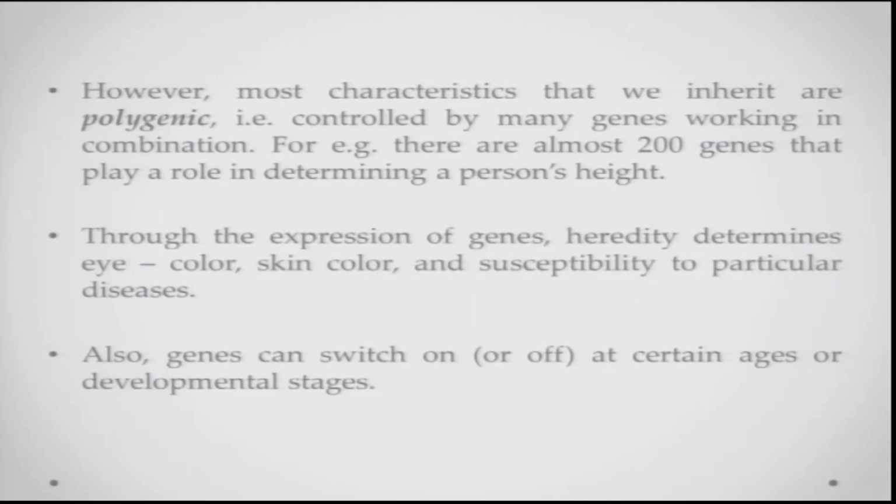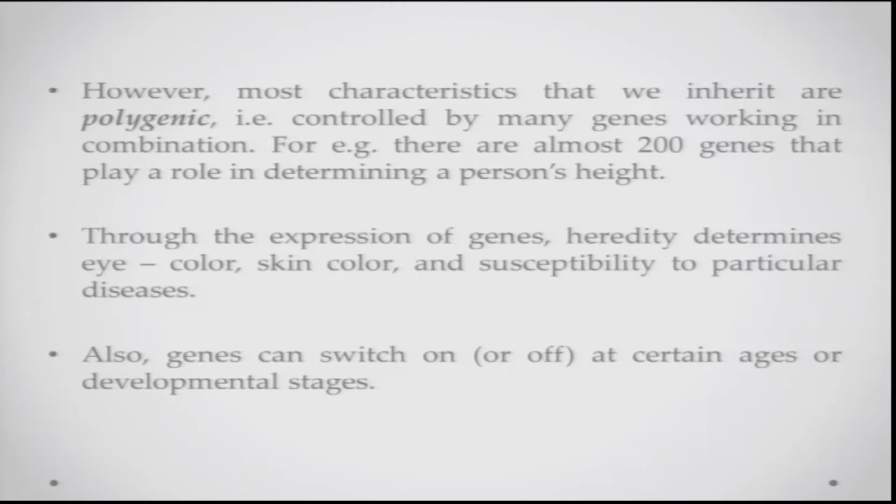Now as I was saying, most characteristics that we inherit are polygenic, and they are controlled by many genes in combination. For example, there are almost 200 genes that play a role in determining a person's height. Through the expression of genes, heredity determines your physical characteristics like eye color, skin color, and susceptibility to particular diseases. Also, genes can switch on or switch off. What does that mean? It is a chronological instruction. At particular times the gene might manifest itself, and at a later age the gene might not manifest itself. So these are some details about how genes work.